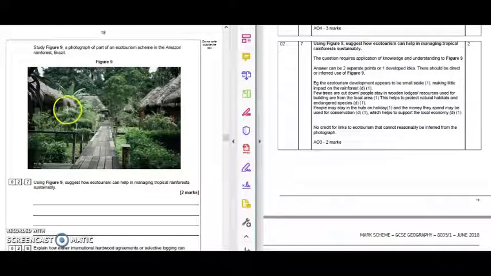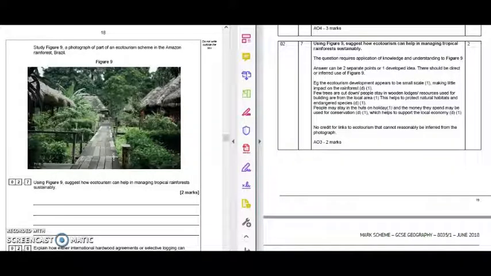Or you could say, well, you can see these huts. Therefore, people must be going on holiday and staying in them. And if they stay in these huts, then the money that they have used can then be invested in the local area to improve people's lives.